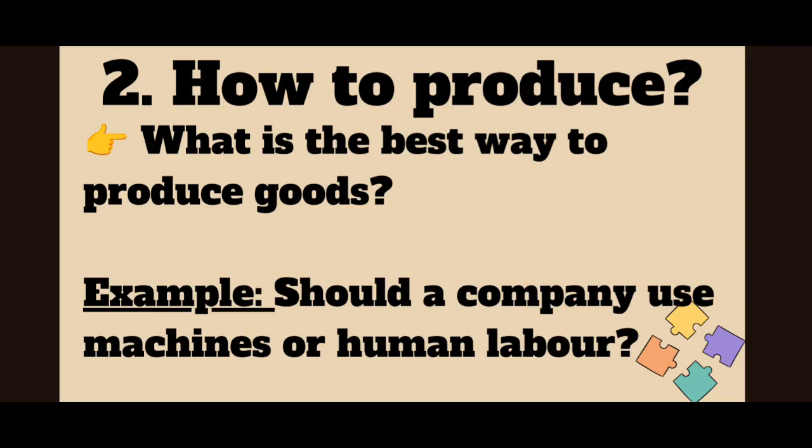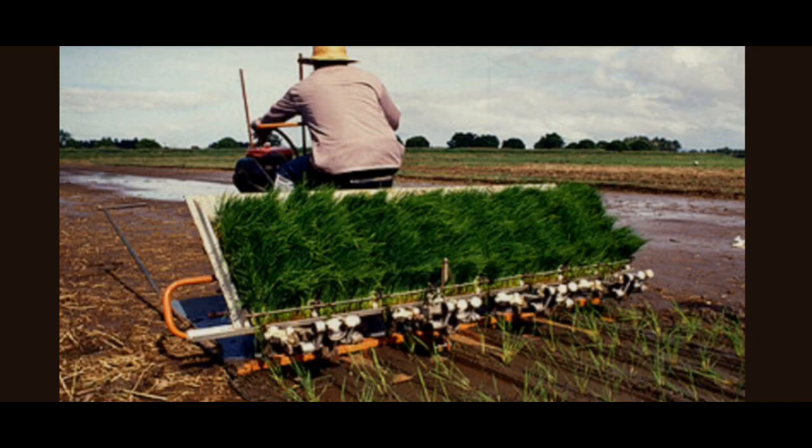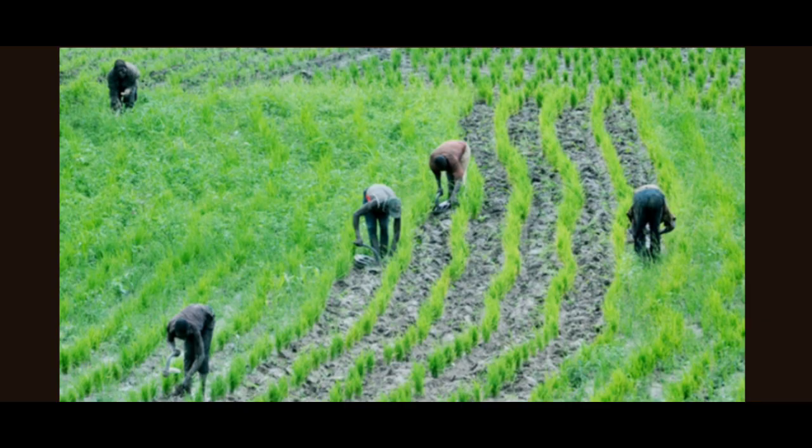Next is how to produce. What is the best way to produce goods? For example, should a company use machines or human labor? You can see here that it is the machine that is doing the plantation work. This farmer is using a rice plantation machine to plant the rice. And another option is the application of human labor. So this is human labor being used in planting rice.